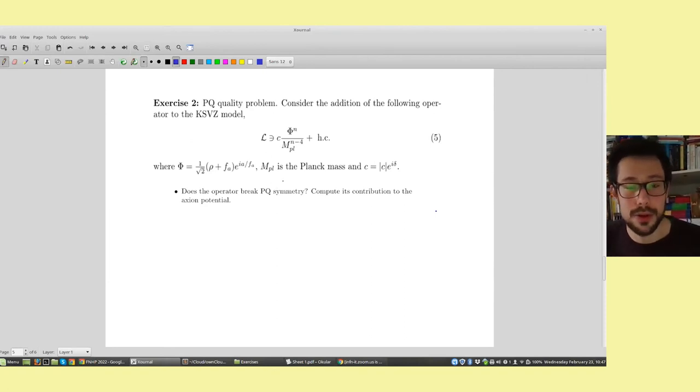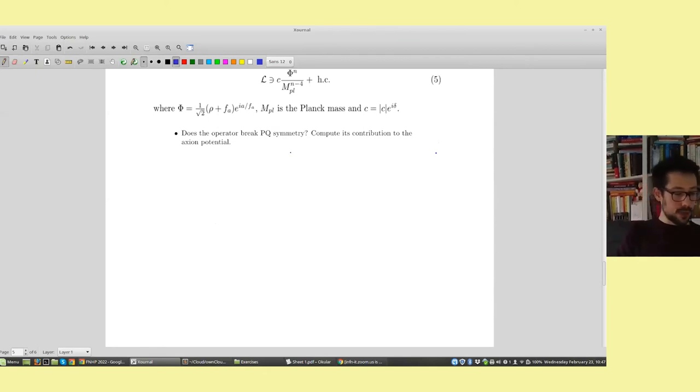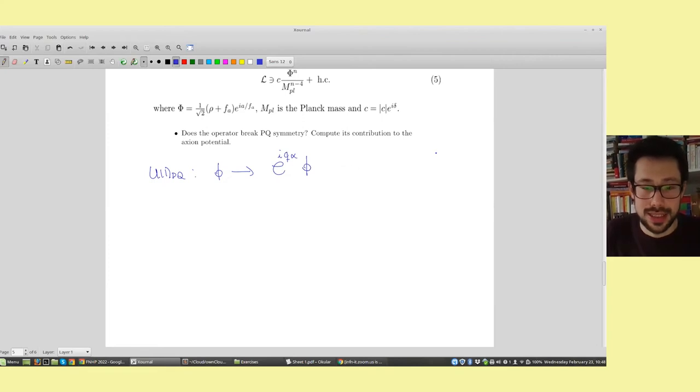The first question that the problem is asking is whether this term breaks the PQ symmetry, right? So in order to know whether this breaks the PQ symmetry, the first thing that we need to see is how the axion transforms under a PQ transformation. So under a PQ transformation, this whole field transforms as e to the i q alpha phi, right? Because this has charge q. And in specific models, you can choose this charge to be one, so from now on, we're going to assume that this charge is one.